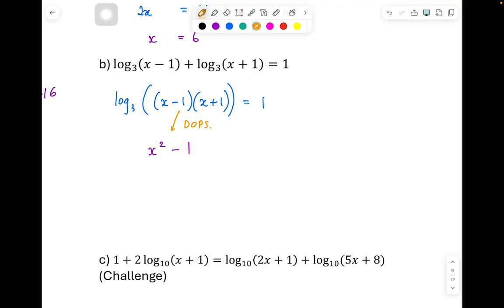Difference of perfect squares here, such that when you have A minus B times A plus B, that becomes A squared minus B squared. You can expand this bracket using expansion of brackets if you would like. Do it on the side and you'll see what it comes out to.